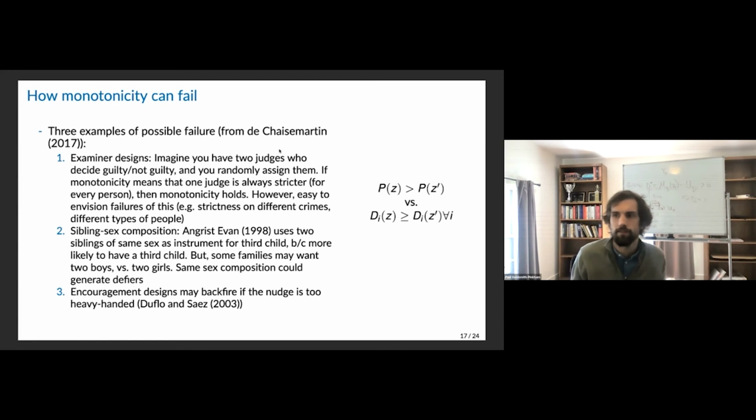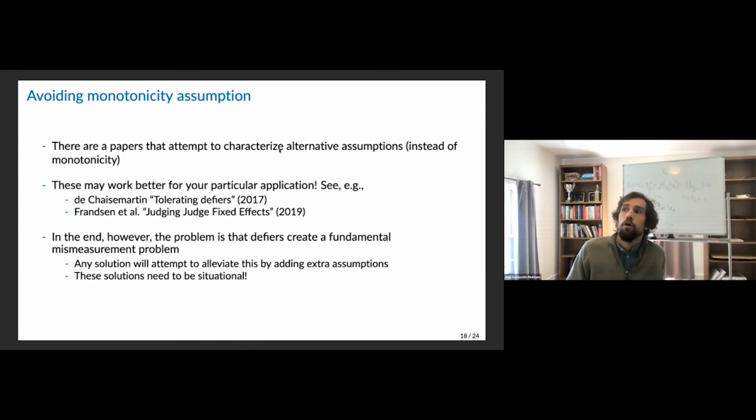And, you know, there are a bunch of papers that attempt to characterize alternative assumptions instead of just pure monotonicity. And those might work better for your application. So the two that I list here: De Chaisemartin has this tolerating defiers paper, and Frandsen et al. have this judging judge fixed effects paper where they talk about average monotonicity.